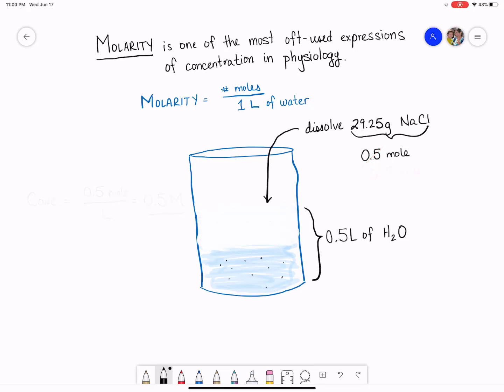Now, what if I were to say, no, I want to add 29.25 grams of sodium chloride in half a liter? In this case, I know that 29.25 grams of sodium chloride is half a mole, and I'm dissolving it in half a liter. So I have 0.5 moles divided by 0.5 liters, which is 1 molar. So the concentration of the bottom beaker and the top beaker are the same. They are both 1 molar solutions.